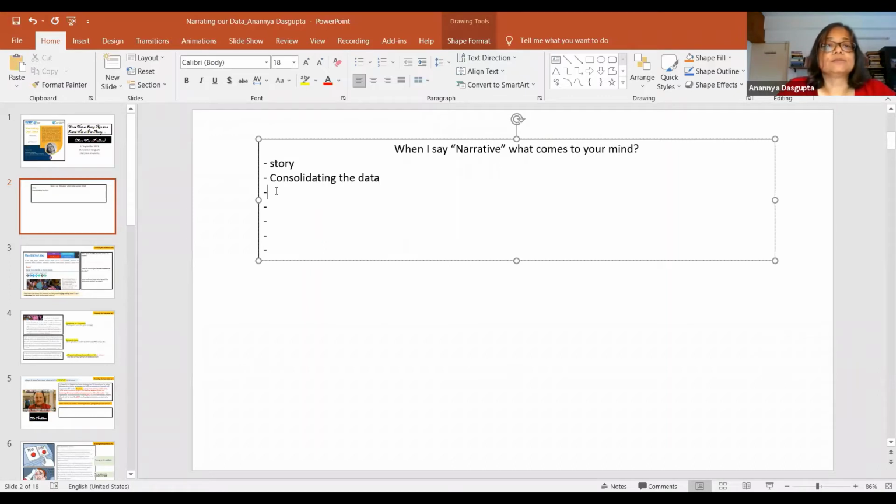Nice alliteration there as well. What else? Explaining the data in a coherent manner. You're already doing the work for me. Explaining the data in a coherent manner. Wonderful. What else? Time. Excellent. Love that. Very useful.